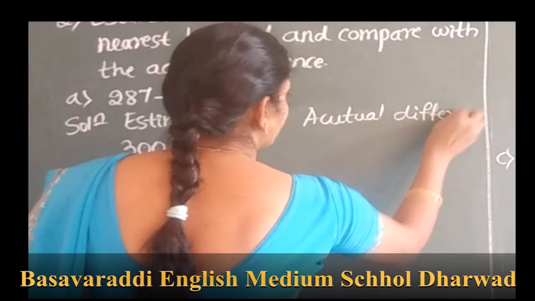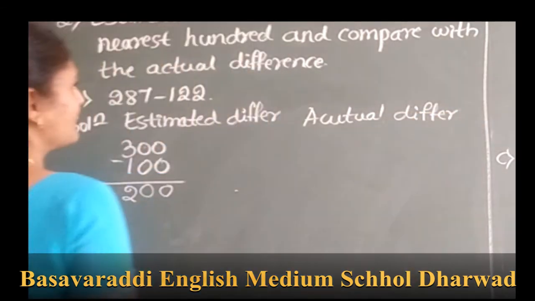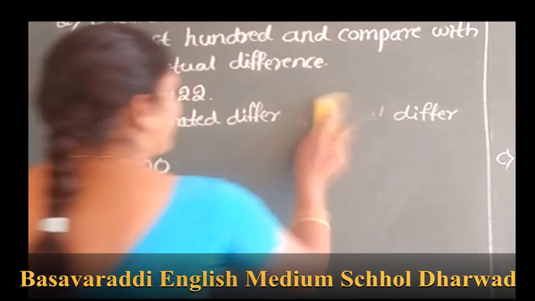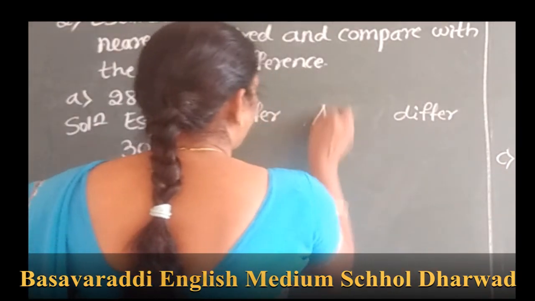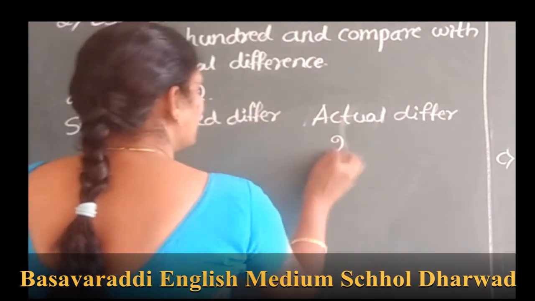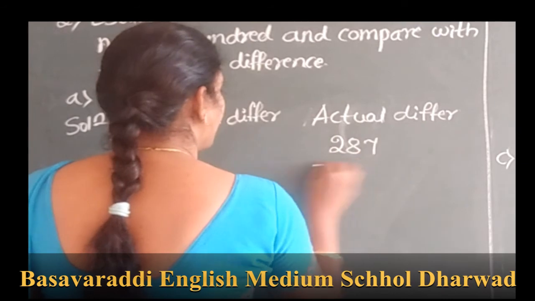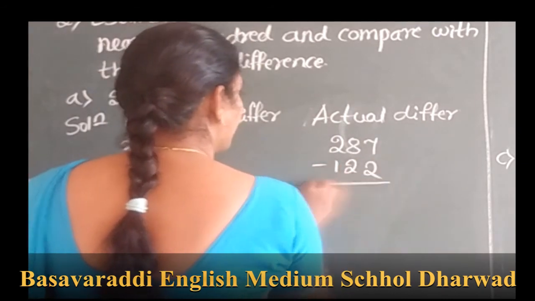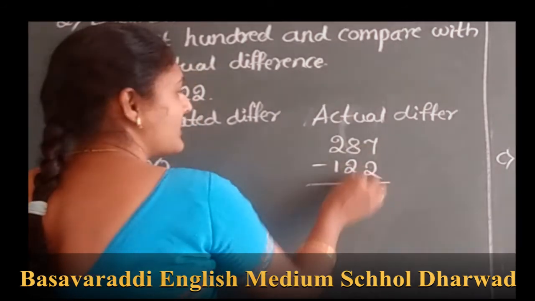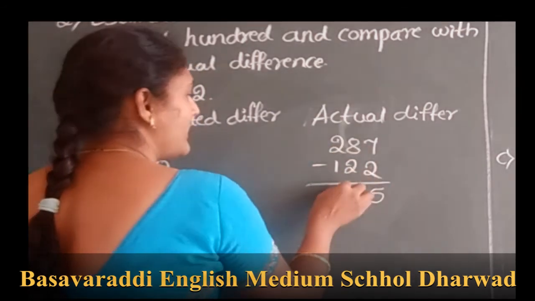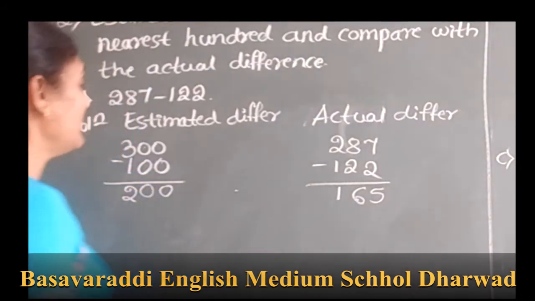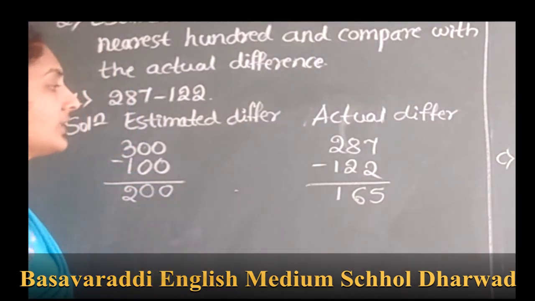The actual difference: let's write the number there. 287 minus 122. 7 minus 2 is 5. 8 minus 2 is 6. 2 minus 1 is 1. The actual difference is 165, and the estimated and actual differ by only 35.